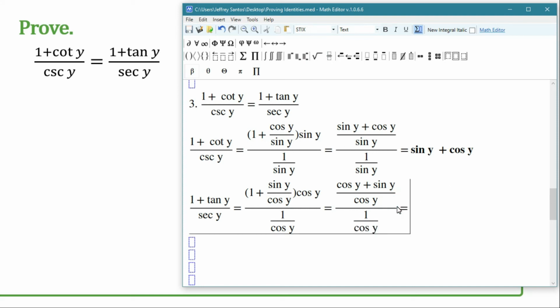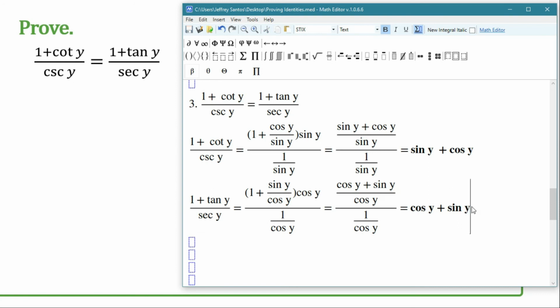And since this is a complex fraction wherein the denominator of the numerator is the same as the denominator, we can just directly cancel the cosine of y, making this expression equivalent to cosine of y plus the sine of y. Okay? And this indeed is equivalent to our left-hand side. Meaning to say, 1 plus cotangent of y over the cosecant of y equals 1 plus tangent of y over secant of y is indeed a trigonometric identity. Alright? So that is for our example number 3.